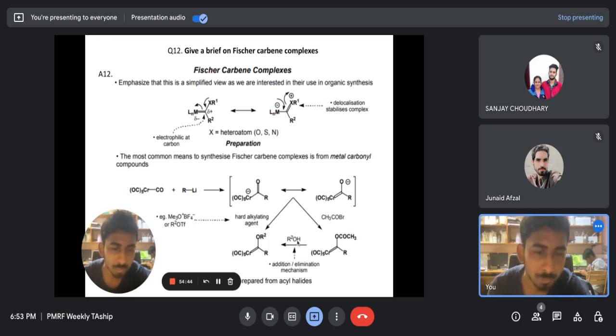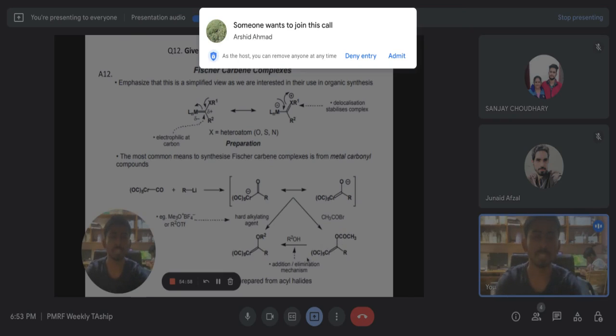Now what happens if we put in the alcohol? This OR will be attacking this carbon, and by an addition-elimination reaction with the aid of acyl halide, it will again come to this Fischer carbene complex. So this is the direct route: with the aid of a hard alkylating agent, we go from this hexacarbonyl system to the Fischer carbene. And this is the indirect route, where we first treat it with the acyl bromide, CH3COBr, and then treat it with the alcohol, and then we prepare this Fischer carbene complex.